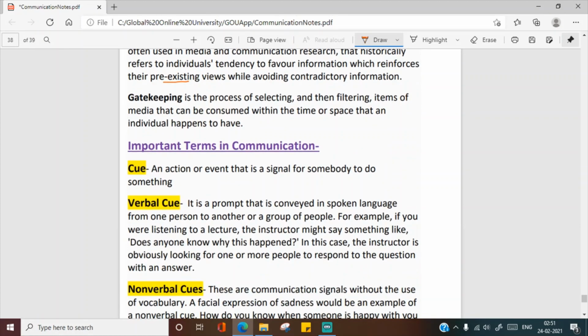Now, what is gatekeeping in mass media? Gatekeeping is the process of selecting and then filtering items of media that can be consumed within the time or space that an individual happens to have. So it means, what is mass media? It is like a gate. It is a kind of barrier. If you are the citizen on one side and this is news on one side, it plays the role of gatekeeping. For instance, I'll give you an example.